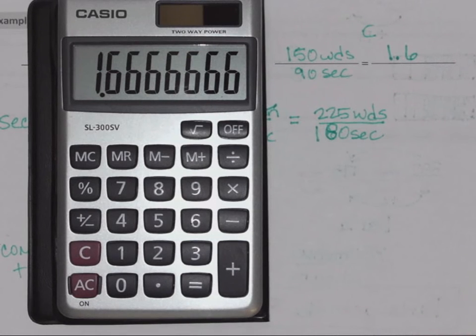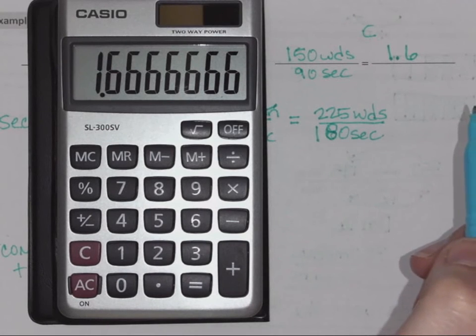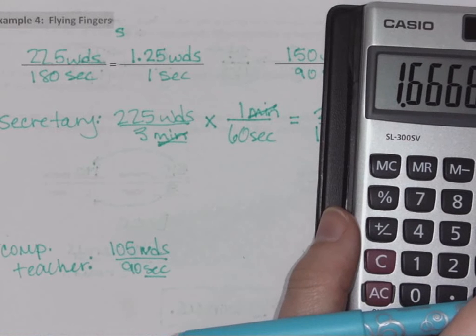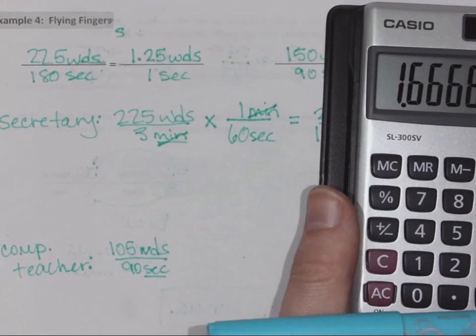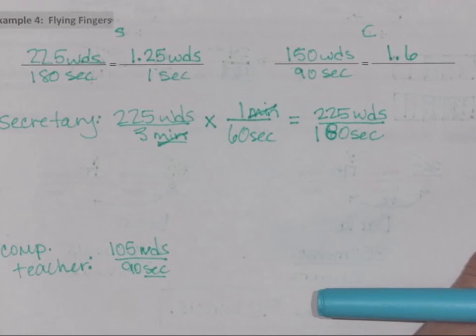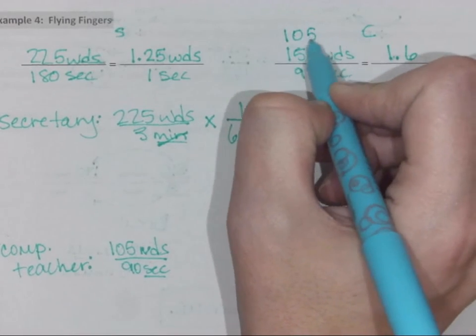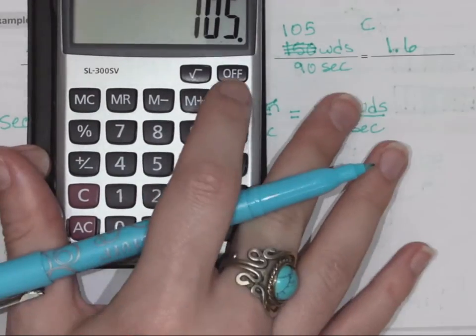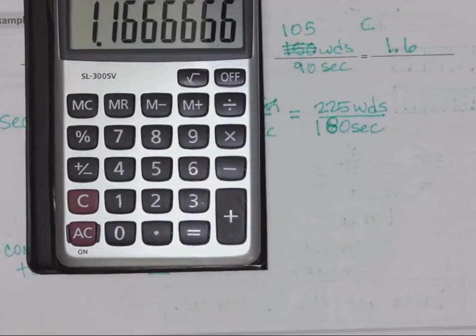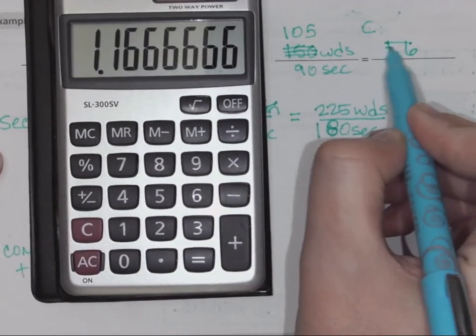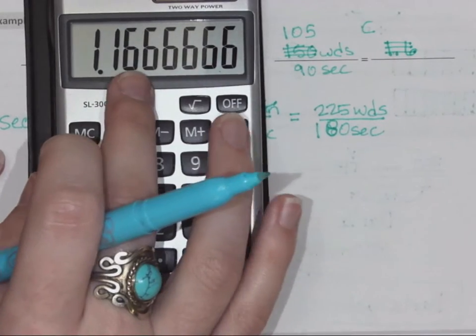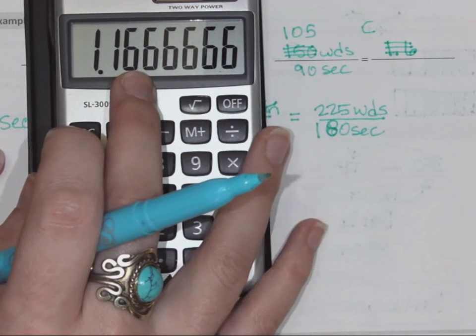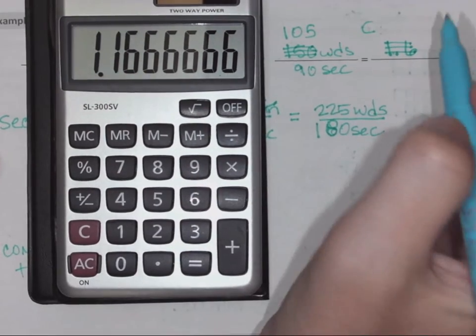Okay, again, I'm going to pause and wait for the chatter to stop because I can't hear you. On what? Okay, wait. What? It's 105 words, but you put 150. Thank you. So, 105 divided by 90, right? So if we round to the hundredths place or 2 decimal places, what is the answer?